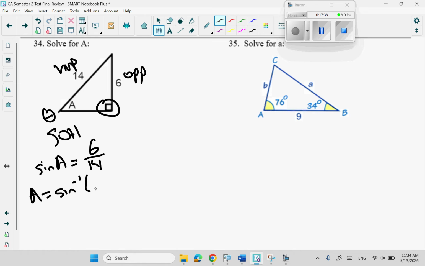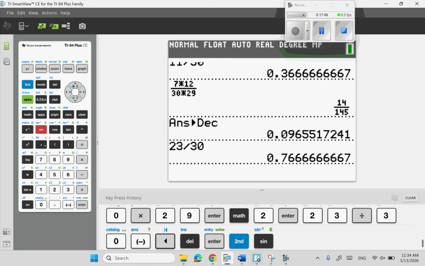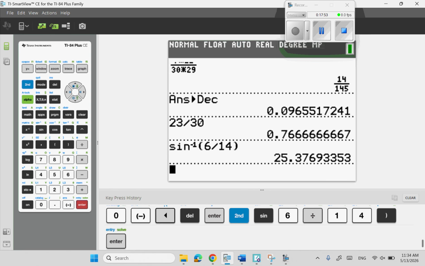So I get sine to the -1 of 6 over 14, which I can type directly into my calculator. If we're doing inverses, I can do second. So in this case, second sine of 6 divided by 14. So I get 25.38 degrees.